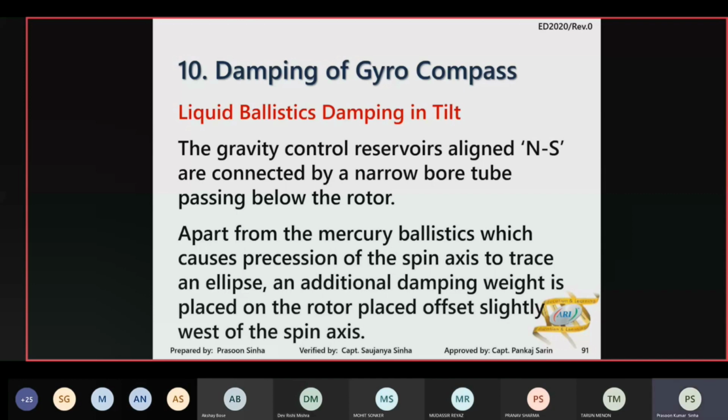The weight will have a vertical component only when the spin axis is horizontal. When the tilting starts, the offset weight will have a tipping effect. वो गिरना चाहेगा एक तरफ को, and in doing so it applies a horizontal torque.